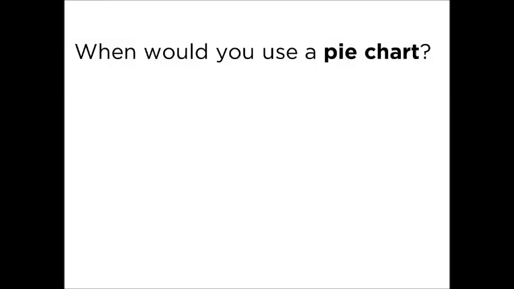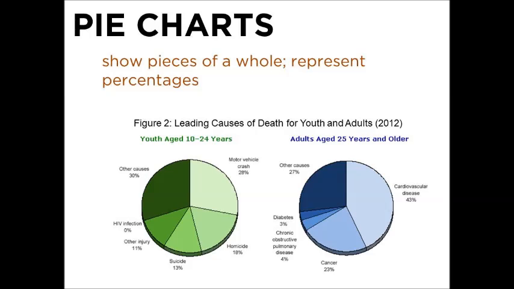Let's shift to charts and graphs. When would you use a pie chart? Pie charts are used exclusively to present pieces of a whole. That whole is always 100%. Here we see a set of charts from a government report. One represents youth age 10 to 24. The other represents adults 25 years or older. The slices of each chart add up to 100%.